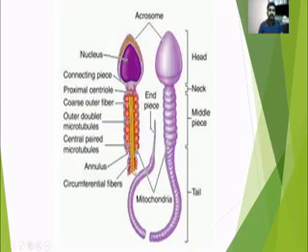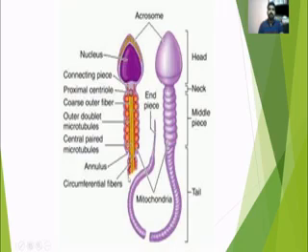You can see here where the cytoplasm actually is. This is the nucleus, and this is the plasma membrane. The acrosome is present, and all these things are here, no doubt. But the cytoplasm is a very small amount, and it is present at the tail portion.